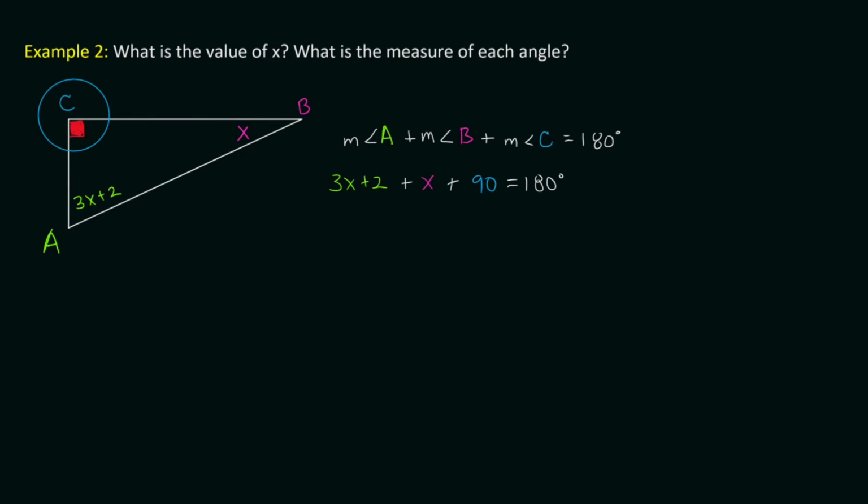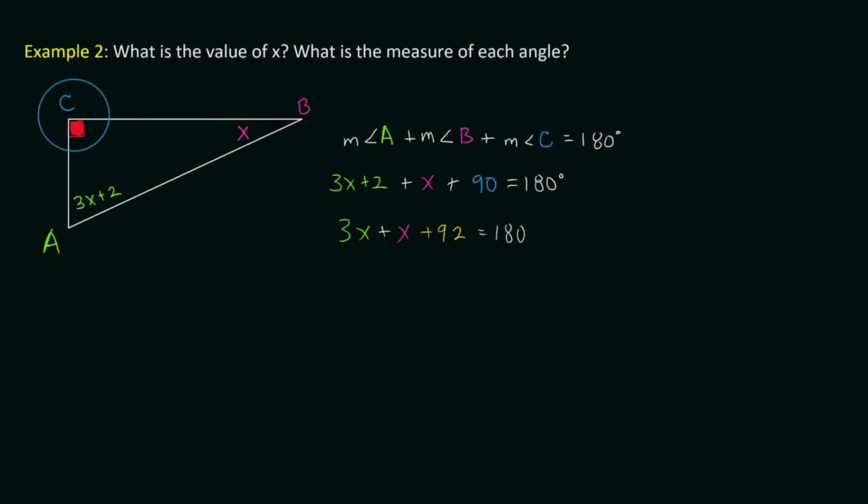First thing I'm going to do is combine like terms. I can see that I can combine this 2 with this 90, so it's going to give me 92. So it's going to give me 3x plus x, and then I have the 92. And that should still equal 180 degrees.